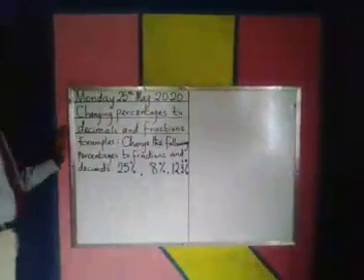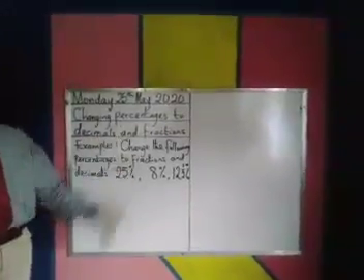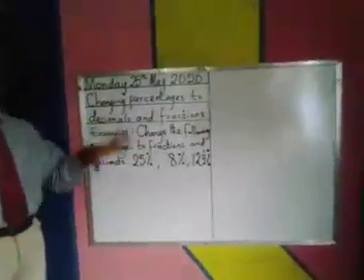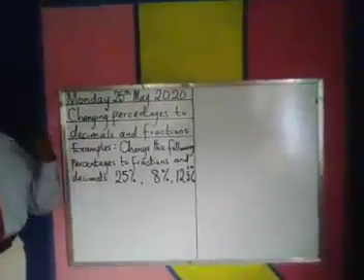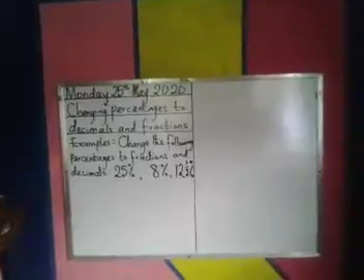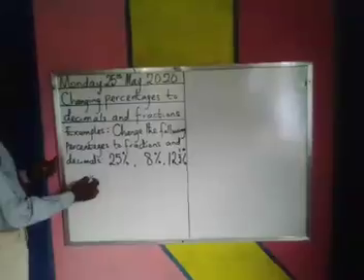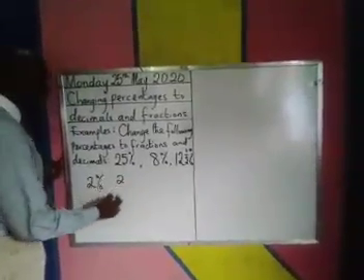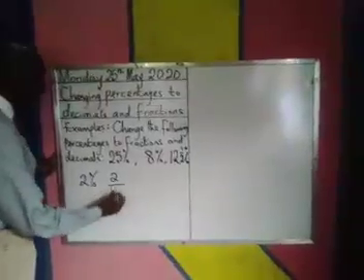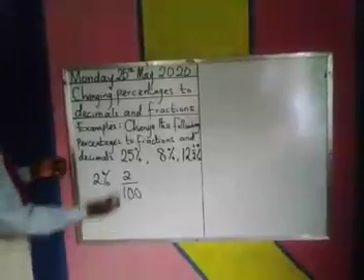How to change from percentage to decimals and fractions. We want to see the relationship between decimals, fractions, and percentages. For instance, if I write 2%, it means 2 out of 100. So I've easily explained the whole of the thing to you.